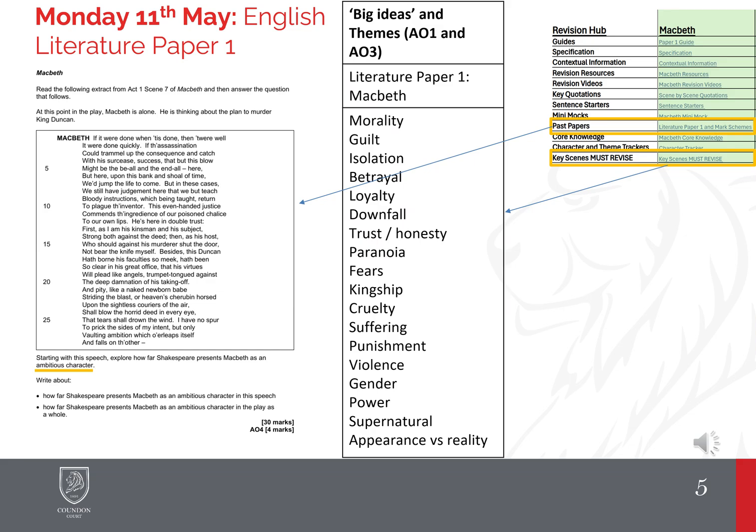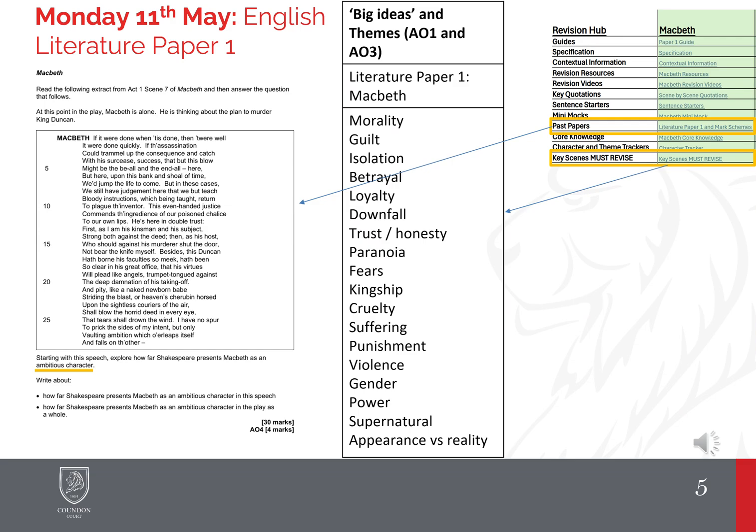So what you've got here is a past paper for the text Macbeth. And you can see I've highlighted on the Revision Hub, there are past papers on there that you can go and get, and this can form the basis of your revision. I've then got the big ideas and wider themes for the play Macbeth, and they can be found on the first slide of the "Key scenes, must revise" PowerPoint, in capital letters because it's really important to revise it.